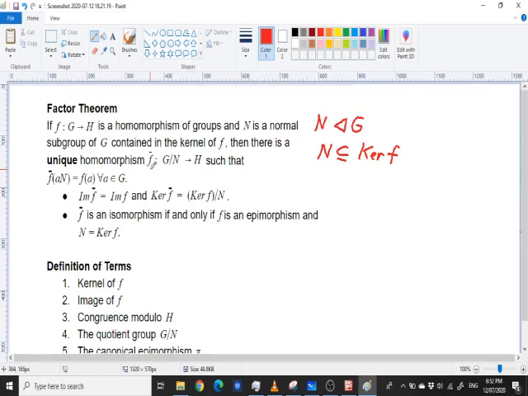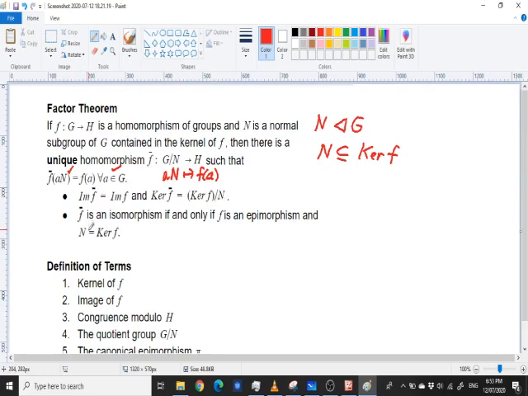The homomorphism f bar from G mod N to H is defined by aN mapped to the image of a under f, right? So you have to show that this mapping is unique, and that it is also a homomorphism. Homomorphism is actually quite simple. It follows from the homomorphism of f. Uniqueness maybe not as simple, but anyway, let's see. Another thing is you have to show that the image of f is the same as the image of f bar. Next, that the kernel of f bar is equal to the kernel of f mod N.